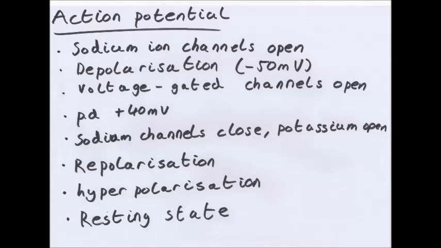Then an action potential is a depolarization of the cell membrane, so the inside is more positive than the outside. This has a potential difference of plus 40 millivolts. It will always be, well, not exactly, but we say plus 40 millivolts. What happens? Sodium ion channels open, depolarization, the voltage gated channels open. This allows a flood in of sodium ions, changing the charge, changing the PD. Then once it gets to a PD of 40 millivolts, the sodium channels close, potassium opens, and then repolarization occurs. And then something called hyperpolarization happens, and it goes back to resting state. We'll just very quickly explain that.